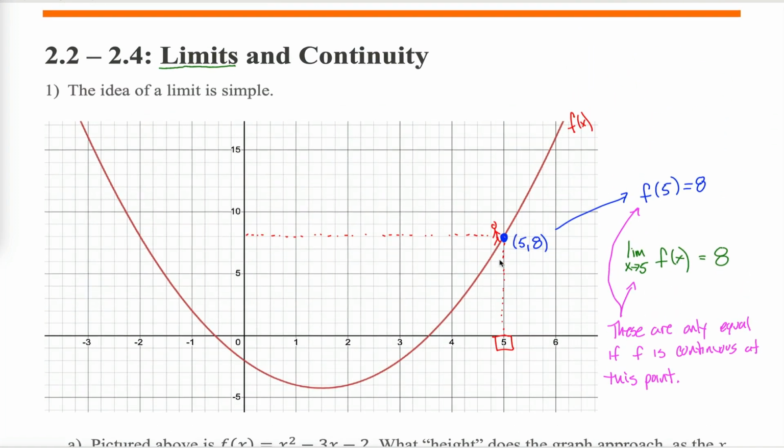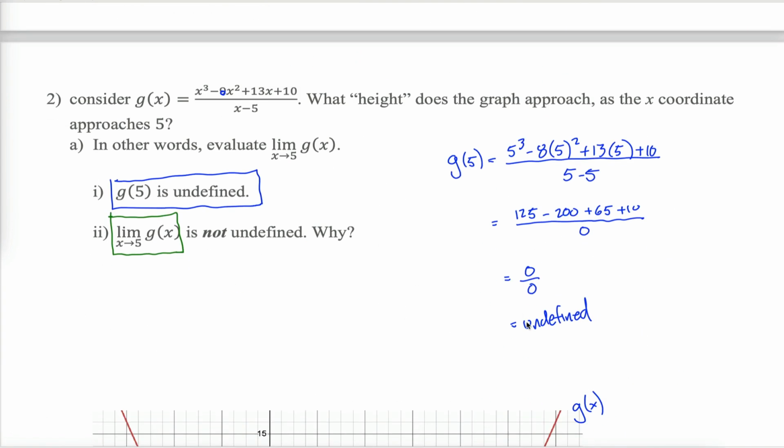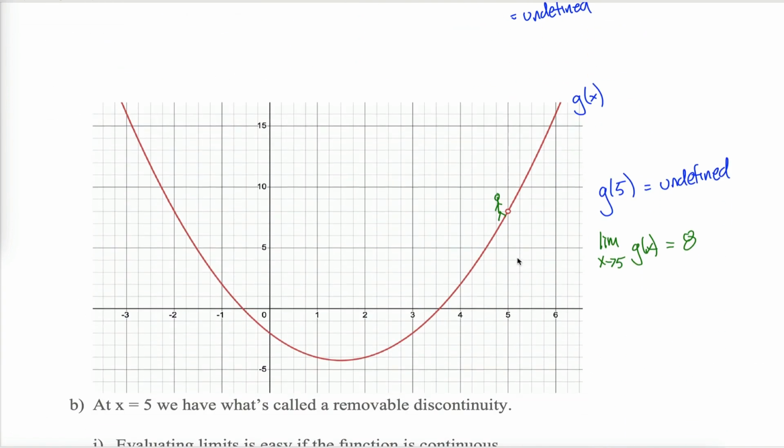In this first case, our graph is what's called continuous. So when your x value gets really close to 5, your y value is going to get really close to the height the graph takes on when x equals 5. But that's not the case down here where the graph is not continuous.